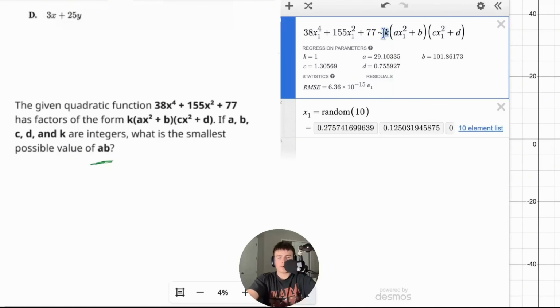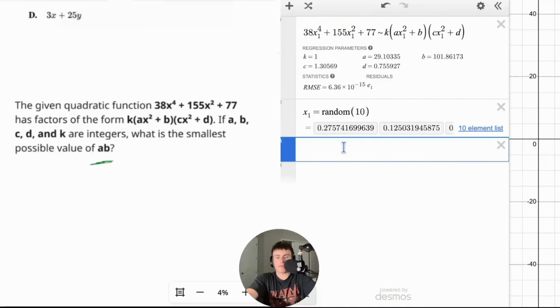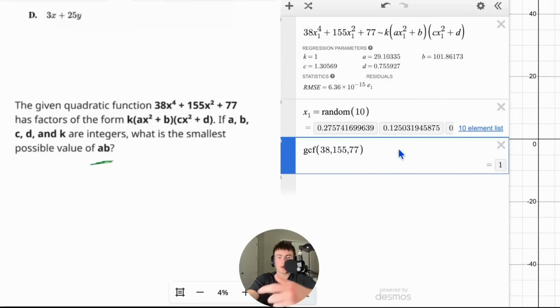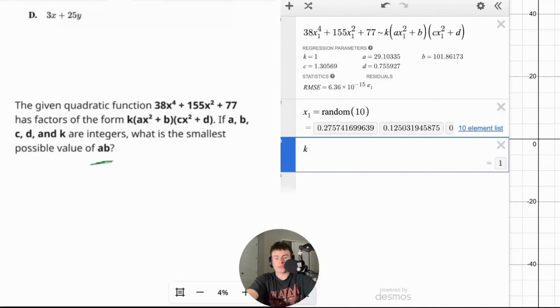The way to factor out this constant is to find the greatest common factor of these three numbers. You can do this by hand or in Desmos. Just type in GCF of all of the numbers: 38, 155, and 77. This finds the GCF, so k is 1, because this is the biggest factor that goes into all the numbers. This is just to make sure. You don't necessarily have to do this, but you should do it in all the problems because it could change your answer. So k is 1.